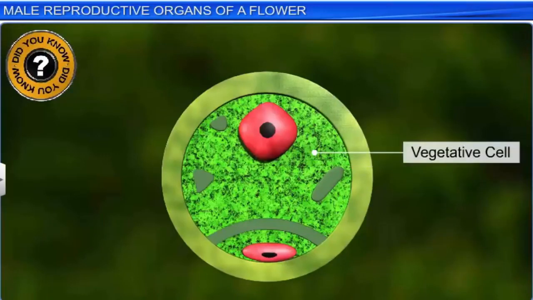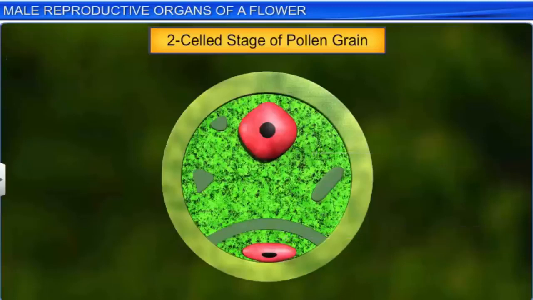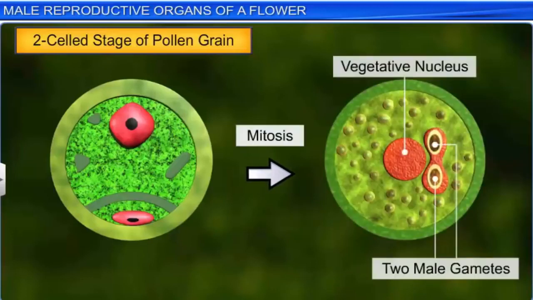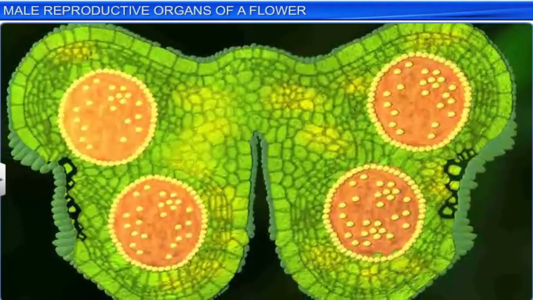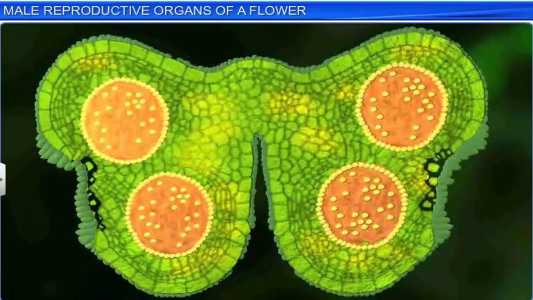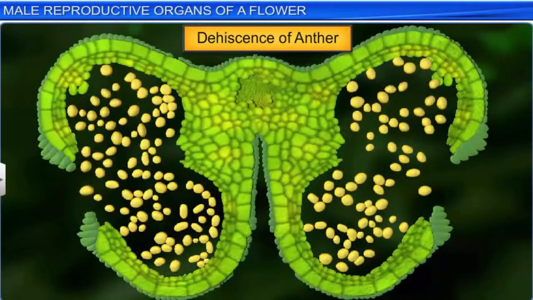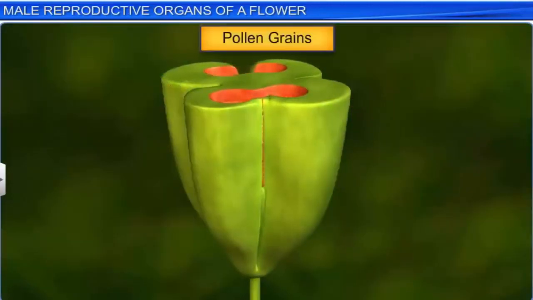Did you know that the vegetative cell and generative cell represent the two-celled stage of the pollen grain? Later, the generative cell undergoes mitotic division to produce two male gametes. The pollen grain is now said to be at the three-celled stage. After the formation of pollen grains, the endothecial cells lose water, which leads to tension in their cell walls. This tension causes the dehiscence or bursting of the anther along the line of dehiscence and results in the shedding of several thousand pollen grains.